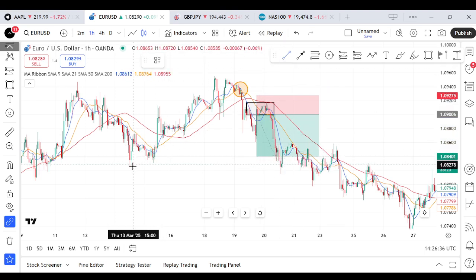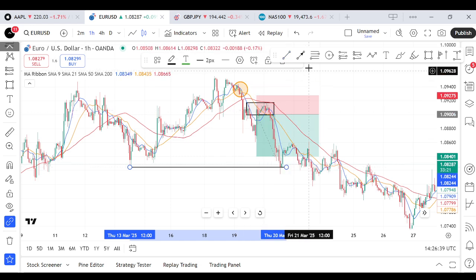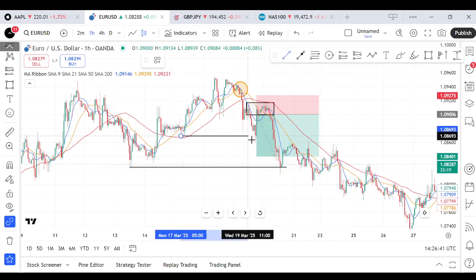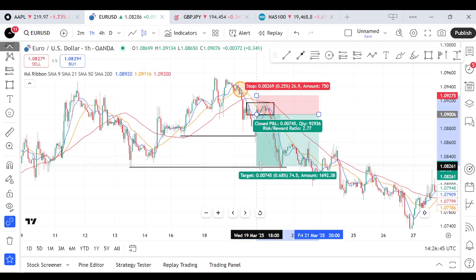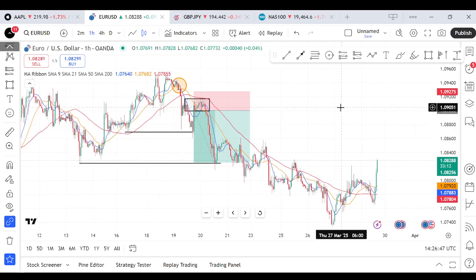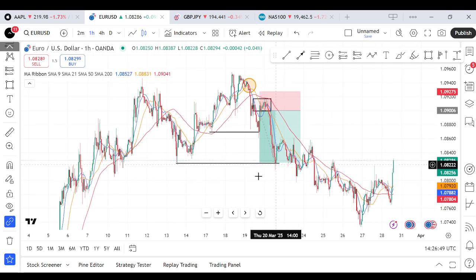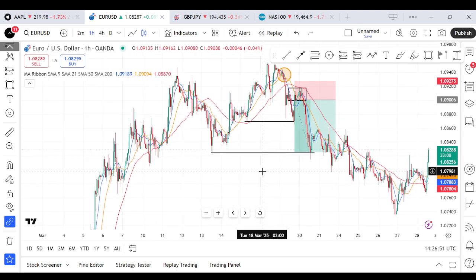Remember, you can target significant support levels like this one or even this one, or you could use fixed risk to reward ratios to set your take profits. It's very simple, it's very straightforward. So that is that for the EMA crossover strategy.